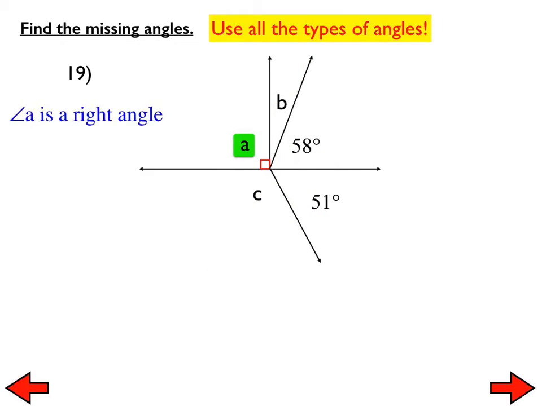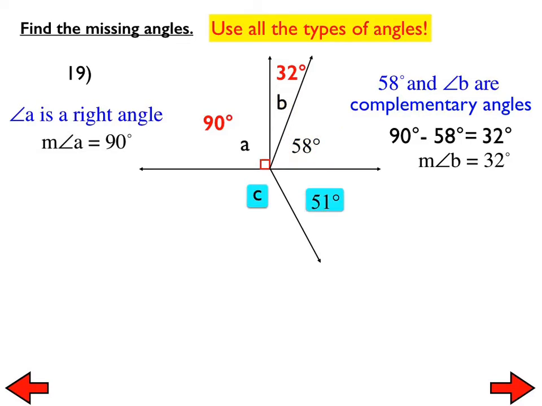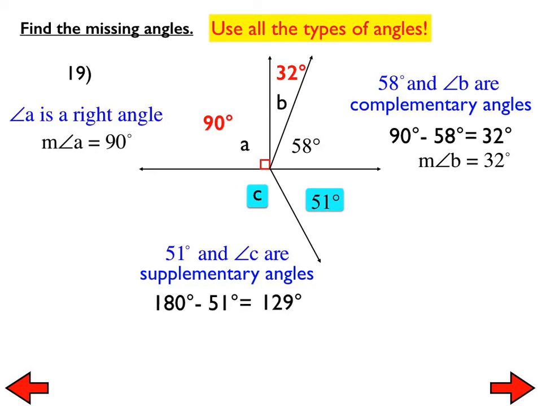So let's talk about that again. A was 90 degrees because it's a right angle. It tells us with the little square. Then B and 58 are complementary because if this is 90, then the other side has to be 90. So that would make this one 32 because 90 minus 58 is 32. Then the bottom part, 51 and C, are supplementary. So that whole thing is 180, so 180 minus 51 would give me that 129.